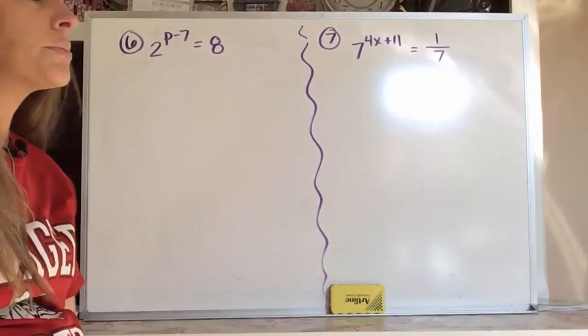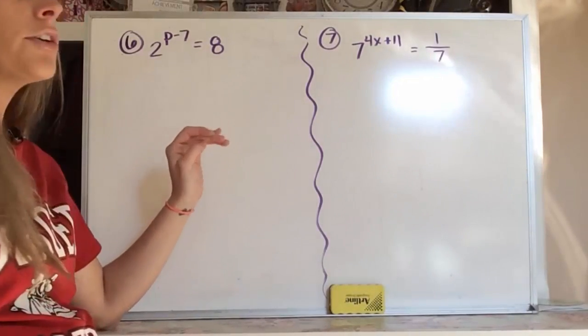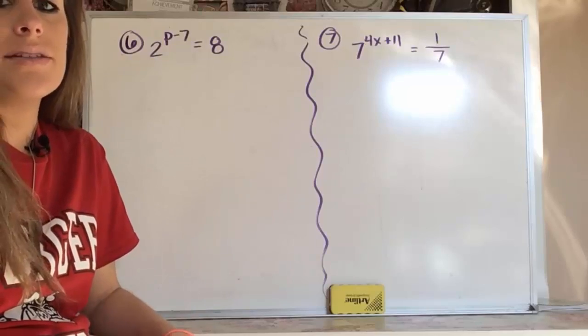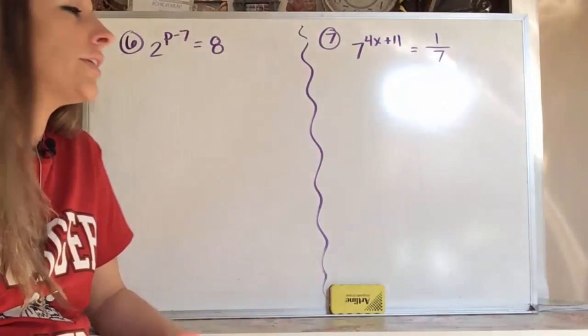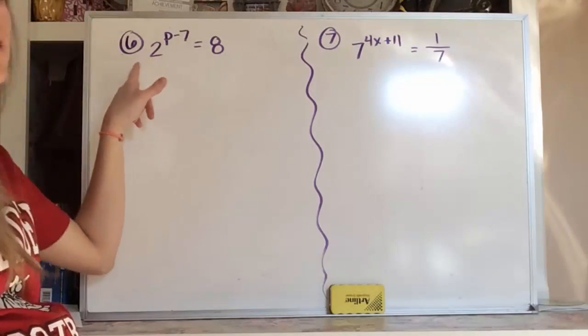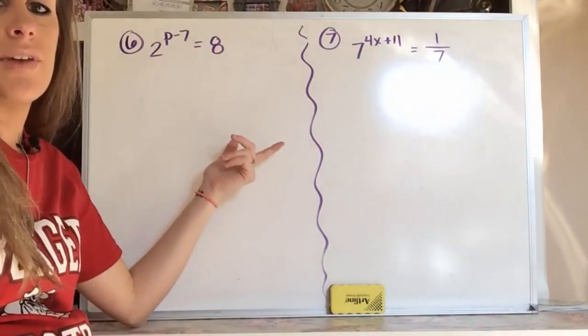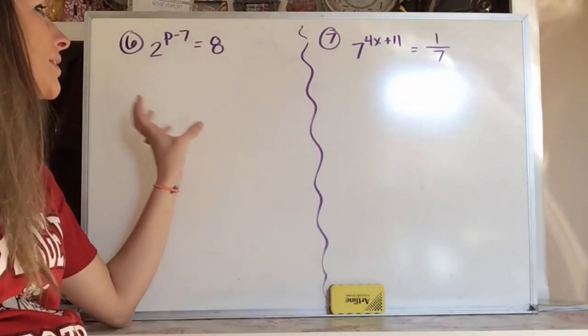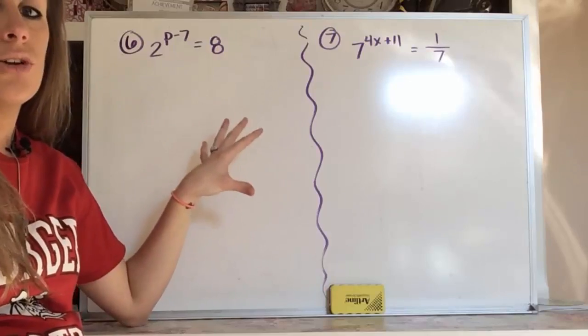Okay, so I'm going to go through this pretty quick. If you're not sure how to get the same base, just kind of play around with it in your calculator. We have a base of 2 on the left side and we have a base of 8 on the right. We need to get both of them in a base of 2.